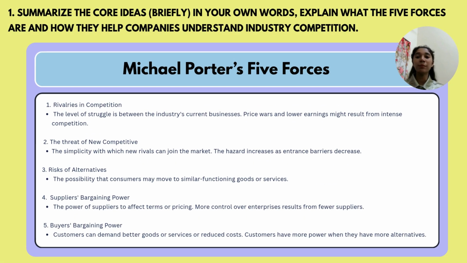Now I'm going to present Porter's Five Forces, a framework that helps companies understand the level of competition in an industry and make better strategic decisions. Let's start with the first force, rivalry among competitors. This is a measure of how strongly companies compete with one another. Businesses may cut prices or step up marketing when competition is strong, which can hurt profitability.